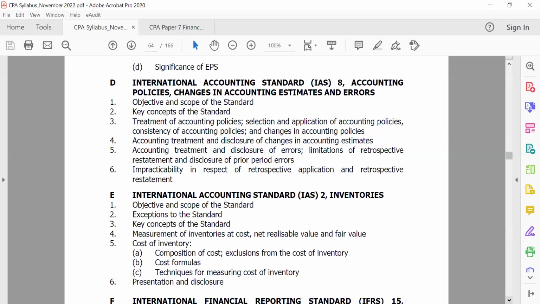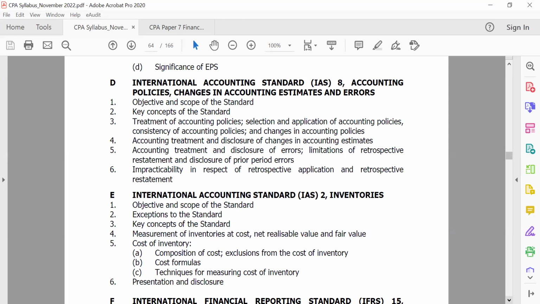And then IAS 2, which is to do with inventory, and this is valuation, measurement, disclosure of inventory. So we know, of course, the rule is that inventory is valued at the lower of the cost and the net realizable value as guided by IAS 2. So this standard helps us to understand how do we measure inventory at either cost, net realizable value, and then fair value.